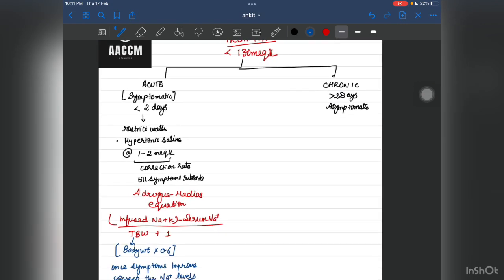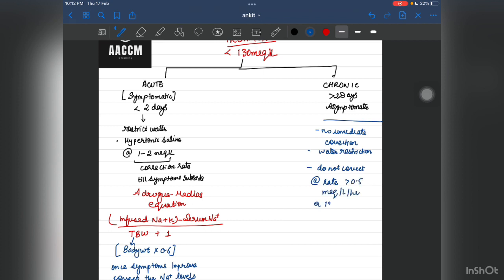Let's talk about the chronic or asymptomatic hyponatremia. It doesn't require any immediate correction, right? Obviously water restriction, same thing. Remember here, do not correct at a rate of more than 0.5 milliequivalent per liter per hour or 12 milliequivalent per liter per day. This we should remember, right?